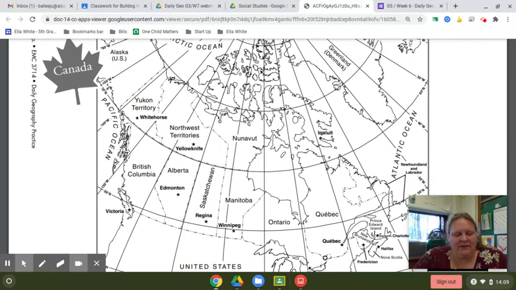Now, we've got some vocabulary for this week. Coordinates. Coordinates are what we just found. They're the latitude and longitude address of a place on a map. For example, Winnipeg is 50 degrees north, 98 degrees west. Degrees, the little degree symbol, is the unit of latitude or longitude.